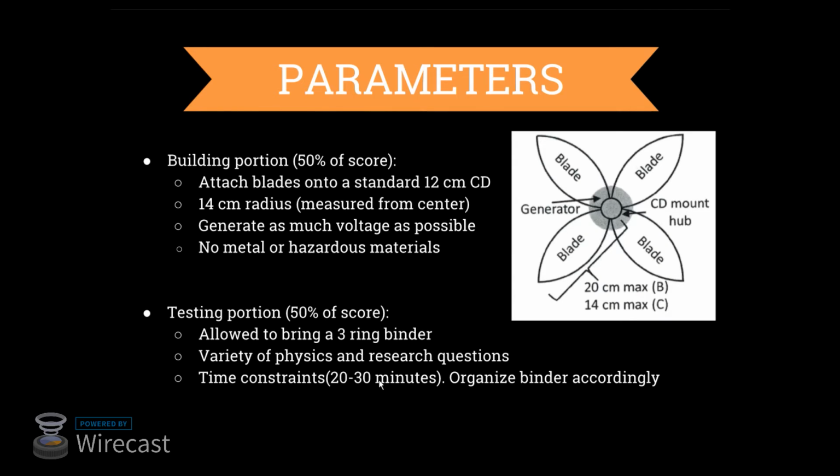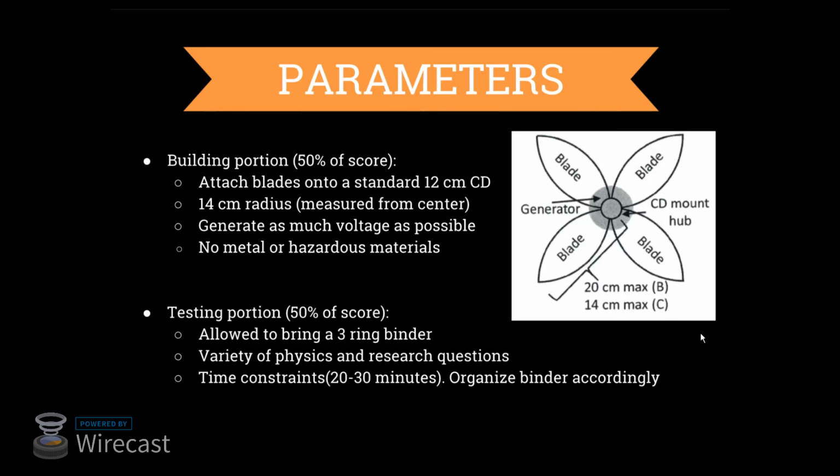Now moving on to the event parameters of wind power. So there's a building portion, of course, which is creating the most efficient wind turbine that you can, which will be 50% of your score. And to do that, you're going to attach blades onto a 12 centimeter CD, and the maximum radius that your blades can be, measured from the center of the CD outward, is 14 centimeters because we're in Division C, which is the high school division.